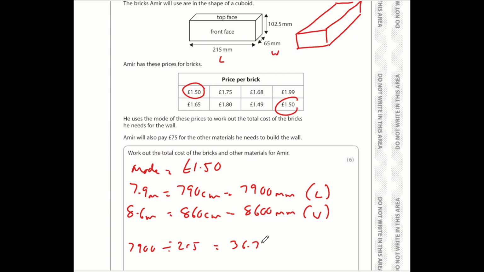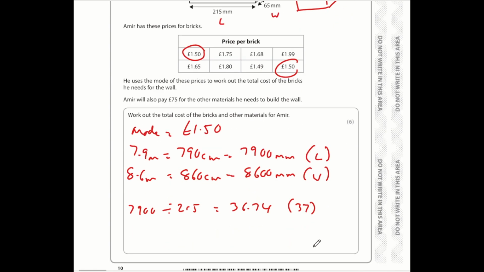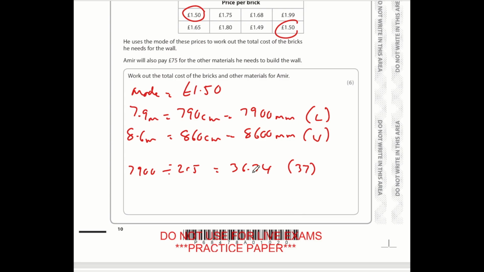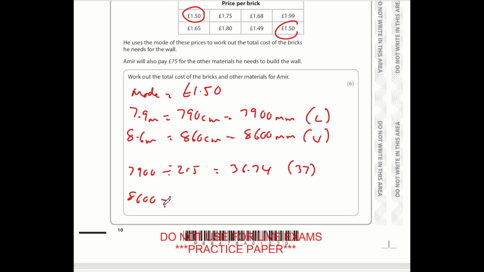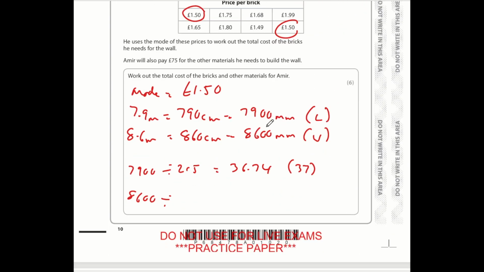So 36.74, so I need 36.74 bricks lengthways. Well, we're going to call that 37, because presumably you can't buy 0.74 of a brick. And then I'm going to do 8,600 divided by the other measurement, which is the 65, and that is going to be 132.3, so I'll call that 133.